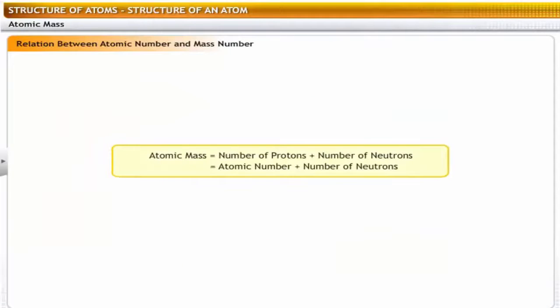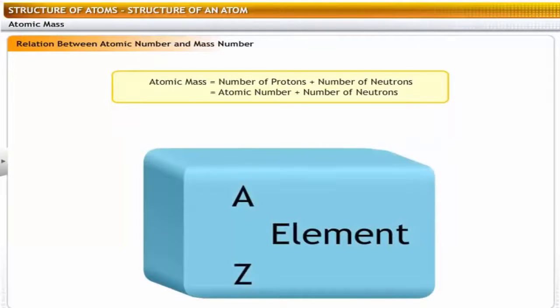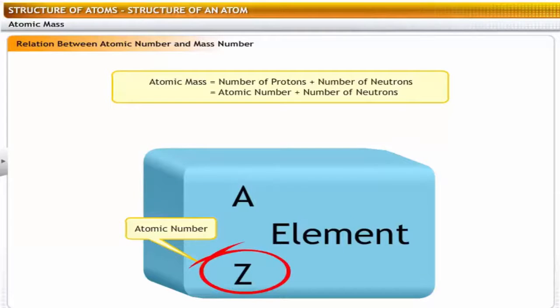Now, let's try to derive a relationship between mass number and atomic number. Mass number equals the number of protons plus the number of neutrons. Since the number of protons in an atom is equal to the atomic number of the element, the above relation can be rewritten as mass number equals atomic number plus the number of neutrons. The atomic number and mass number can be indicated on the symbol of an element. The atomic number is written as a subscript on the lower left side of the symbol, whereas the mass number is a superscript on the upper left side of the symbol.